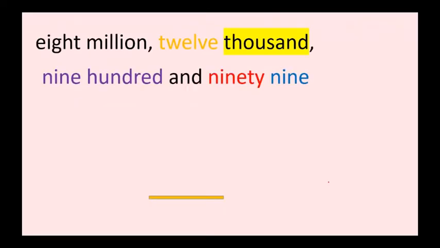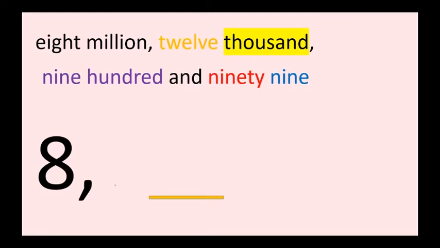Okay, next one. 8 million. Let's read this together. 8 million 12,999. Okay, let's try and write this out bit by bit. So first, 8 million. Well, that's just an 8, isn't it? 12,000. How do we write 12,000?